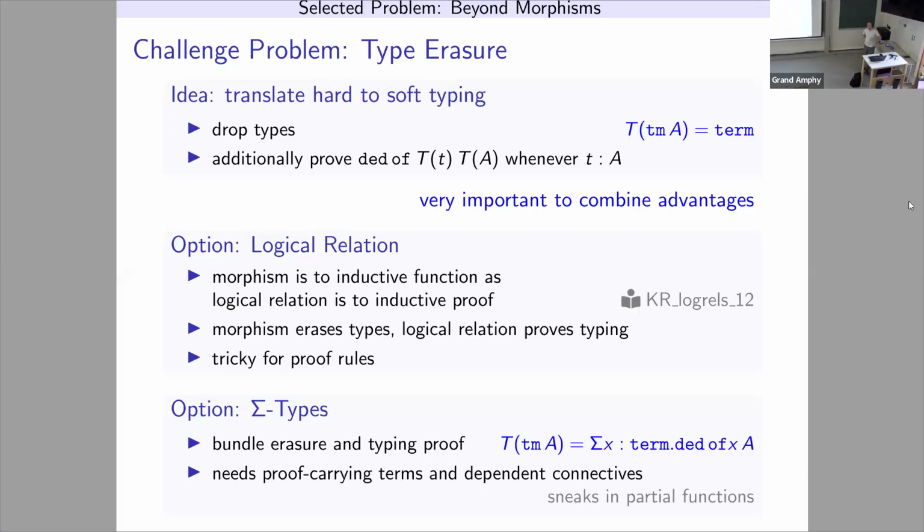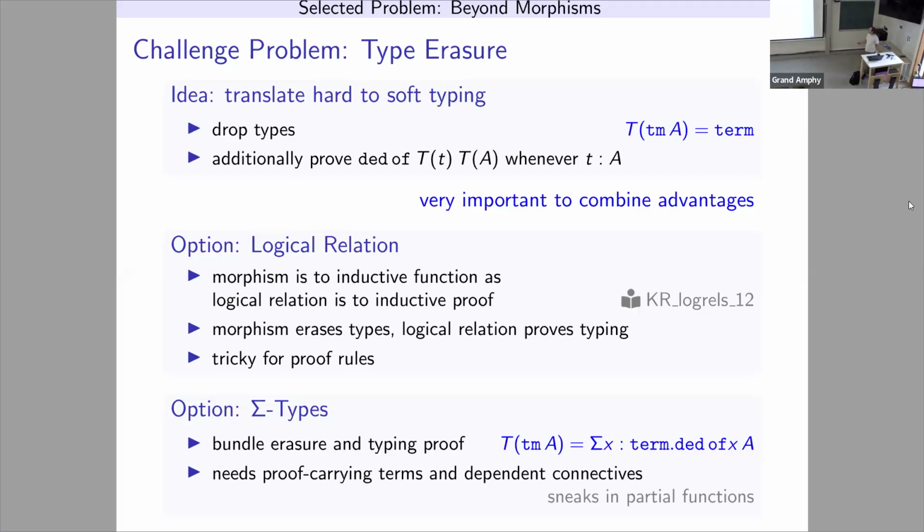The rough idea is morphisms give us a way to have nicely behaved inductive functions between theories. Logical relations give us nicely behaved inductive proofs about the syntax. And then we can actually come up with a logical relation that captures exactly the proof that typing is preserved. But that translation doesn't work so well for the proof rules. So we're still not good enough to bundle everything up in a way that we could translate the entire hard-typed language into soft-typed.